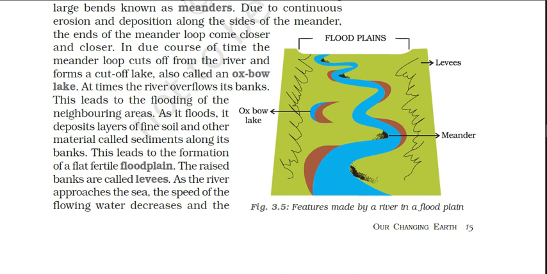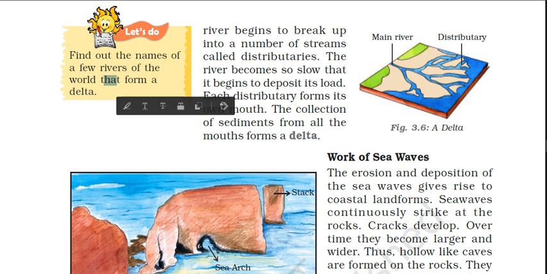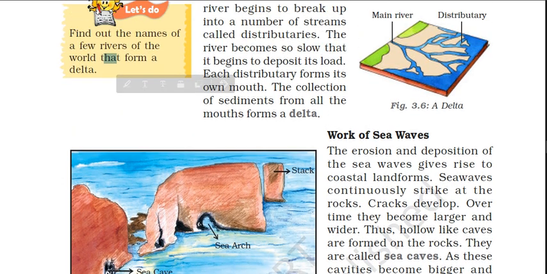This is the floodplain. These are levees, meander, Oxbow Lake, features made by a river in a floodplain. Let's find out the names of a few rivers of the world that form a delta. This is the main river, and this is the distributary.